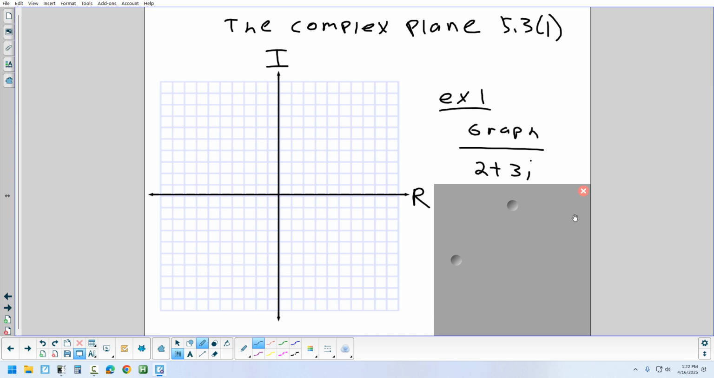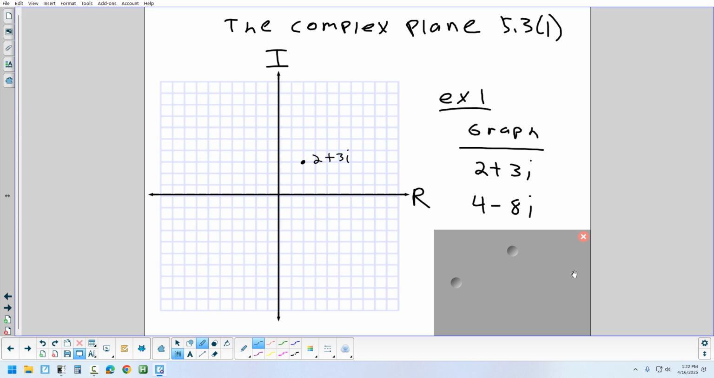So to graph the point 2 plus 3i, what's the real part? 2. And what's the imaginary part? 3. Positive 2, positive 3. Right 2, up 3. So to graph 2 plus 3i, that's where it would be. You cannot switch the axes. If you accidentally put the imaginary one going horizontal, that's like switching x and y. You can't do that. Real is horizontal, imaginary is vertical.